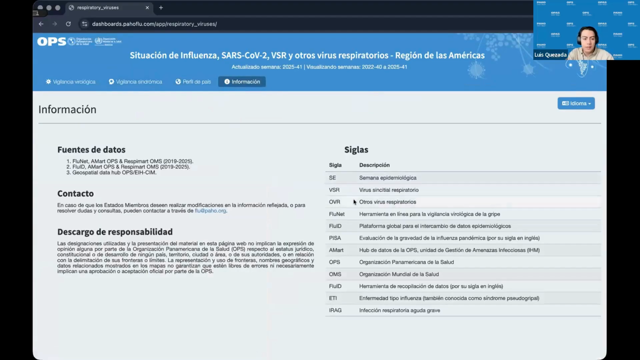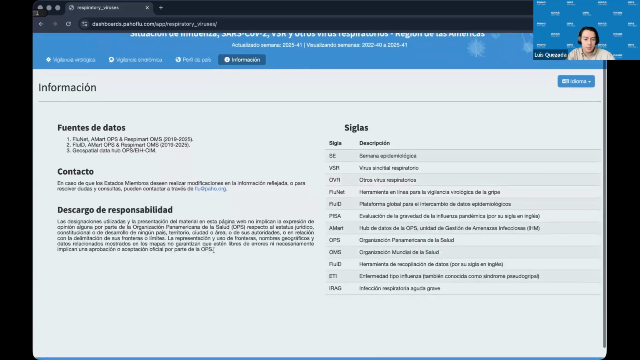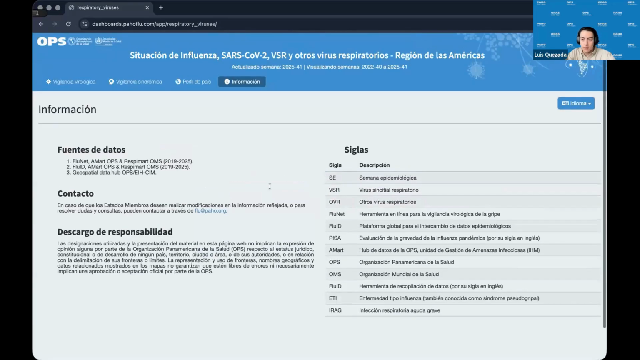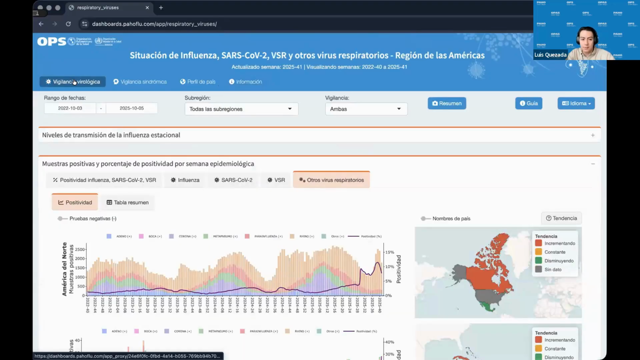The last section in the dashboard is an information section. This section details the references, the data sources that include FluNet and FluID that come from our original hub. And here you can also have contact information for any kind of adjustment that you may require in the corresponding data. The dashboard includes all these interactive features.